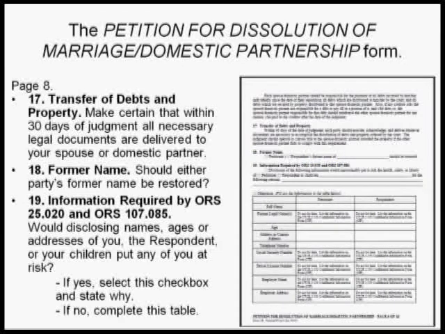19. Information required by ORS 25.020 and ORS 107.085. Would disclosing names, ages, or addresses of you, the respondent, or your children put any of you at risk? If yes, select this checkbox and state why. If no, complete this table.